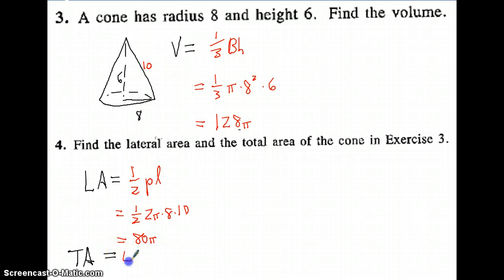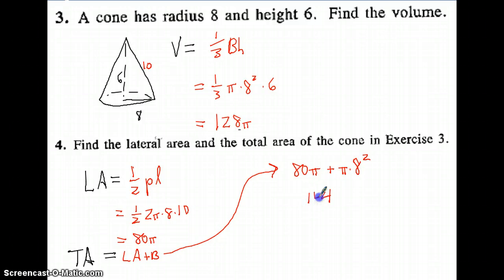Total area is lateral area plus a base. Why did I cram this down here? Let's do this over here. Lateral area I just found out is 80 pi. And I have to add on a base, which here is pi r squared. 64 plus 80 is 144.